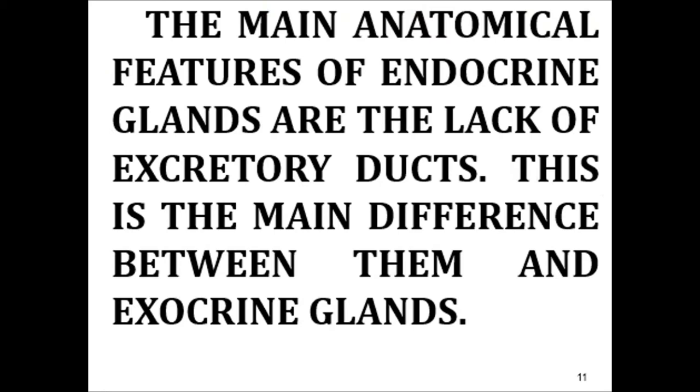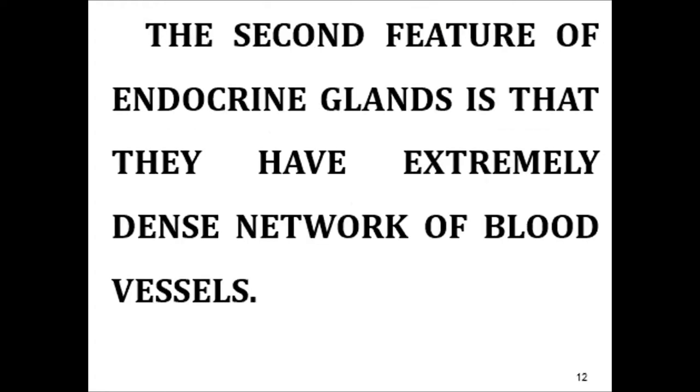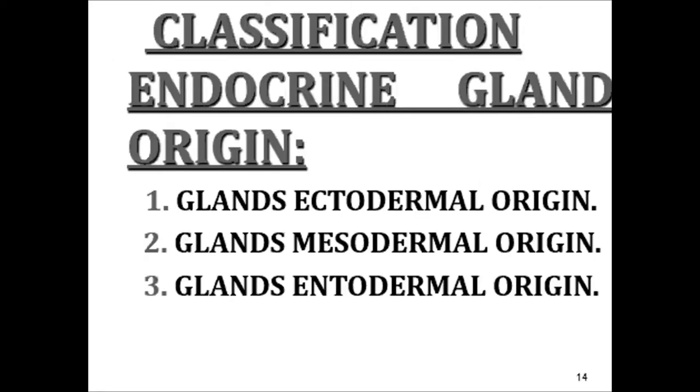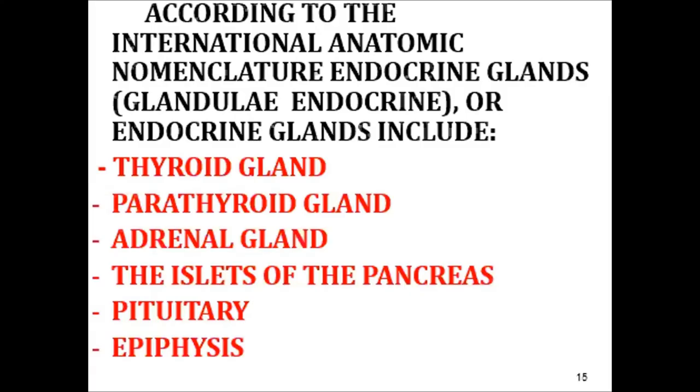The main anatomical feature of endocrine glands is the absence of excretory ducts. This is the main difference between them and exocrine glands. The second is that they have an extremely dense network of blood vessels. Endocrine glands differ in their development. They are developed from different germ layers: glands of ectodermal origin, mesodermal origin, and glands of ecto-, meso-, and endodermal development.